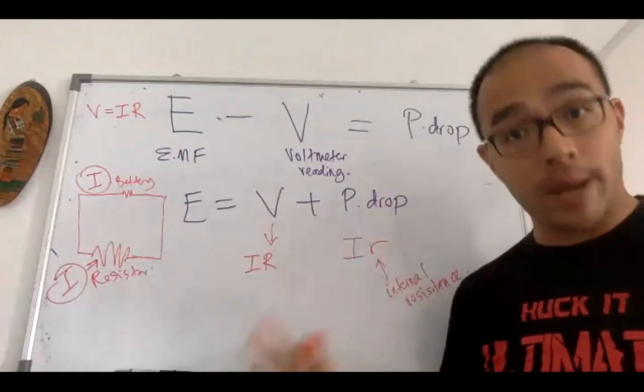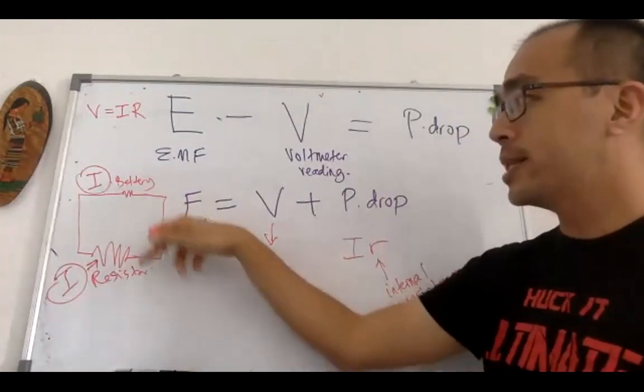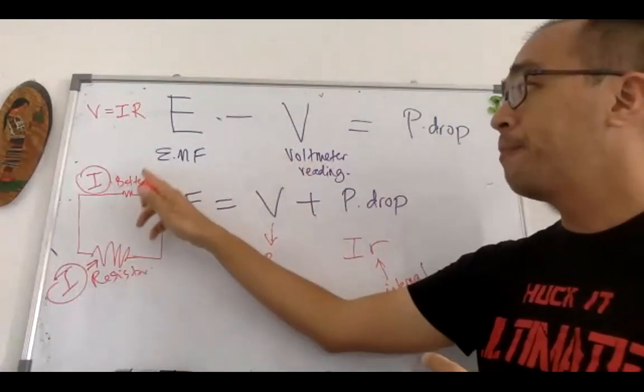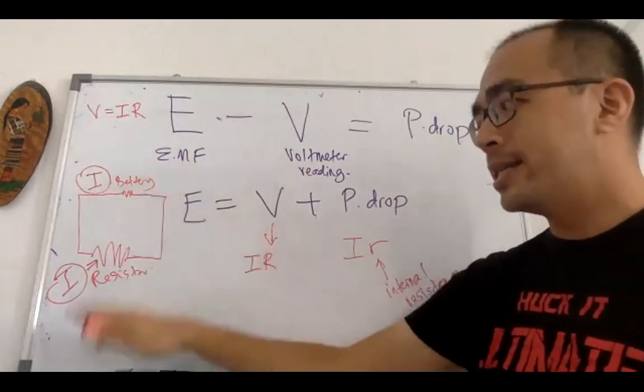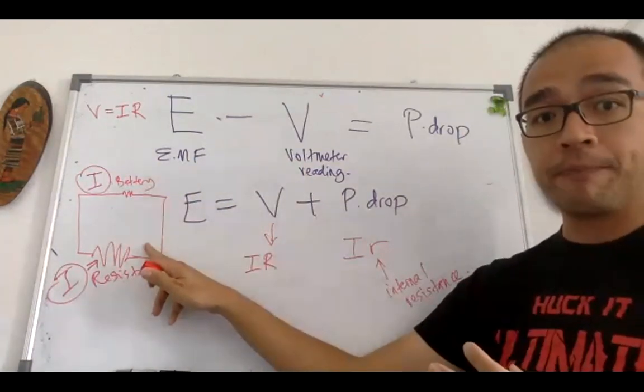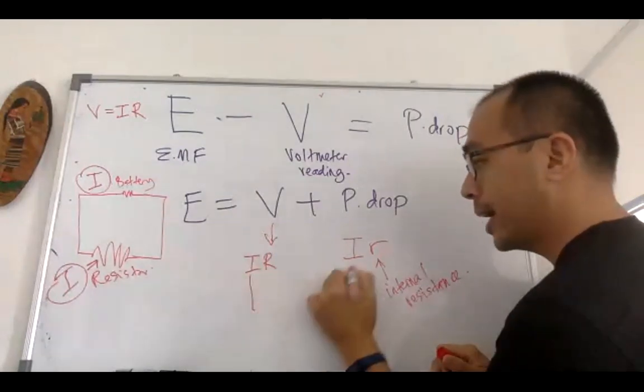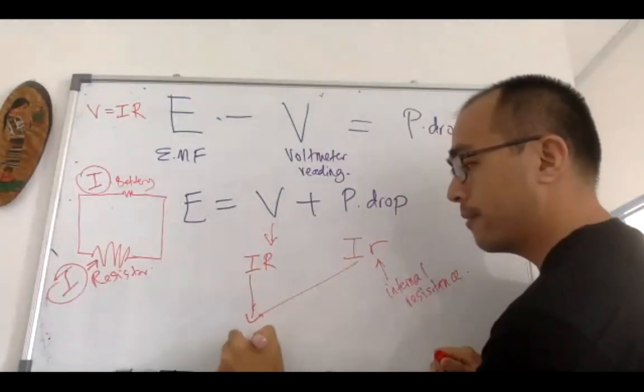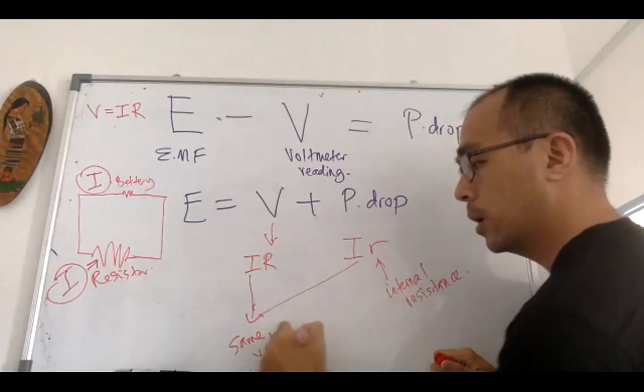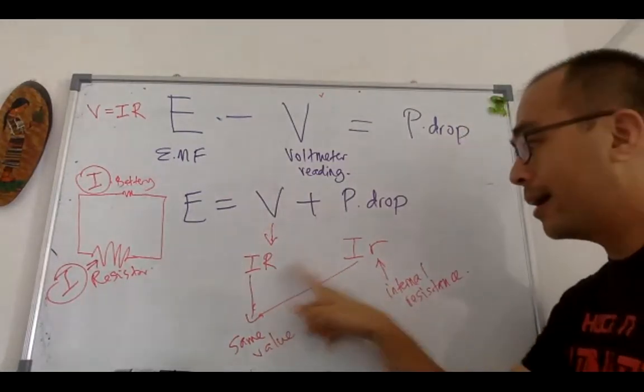And this helps us so much. Because these two resistors are in a series, the current that is flowing in the battery is the same as the current that is flowing in a resistor. So actually this and this, same value. So the only difference now is the big R and the small r.